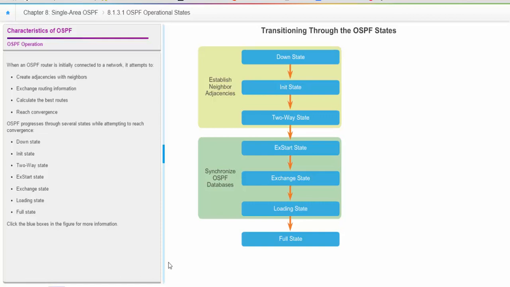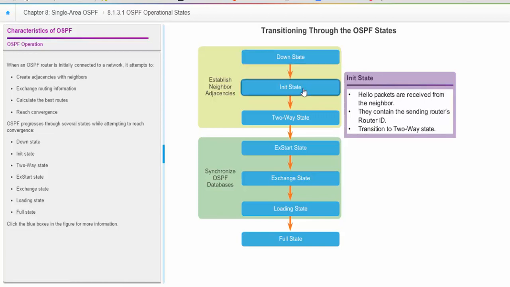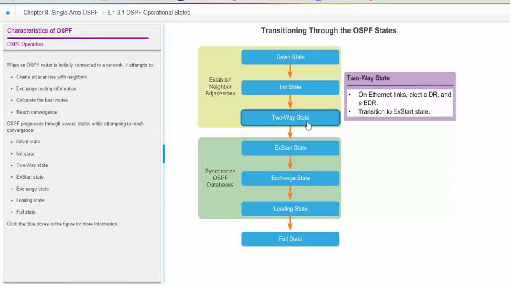Okay? To understand what each of these are, when you go through your ebook, you can click on each of them. Here it says the down state. There's no hello packets received. It's down. The router sends hello packets, and it transitions into the init state. Here we have the hello packets are received from the neighbors. They contain the sending router's router ID, and it transitions to your two-way state.